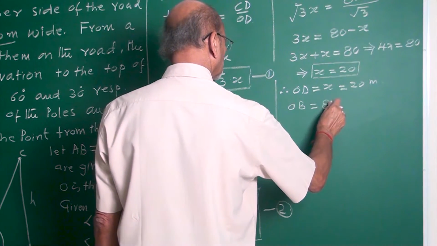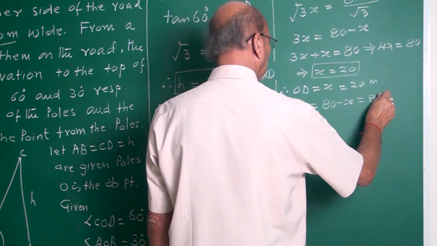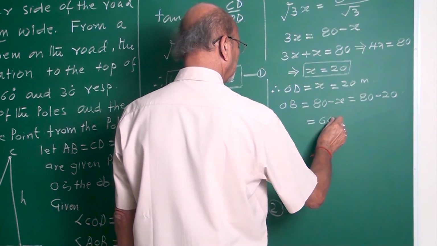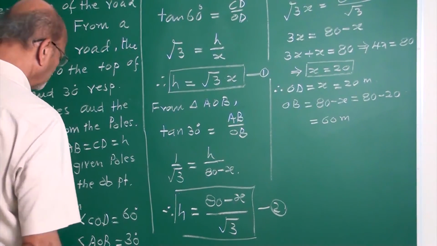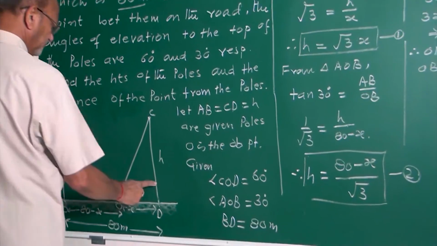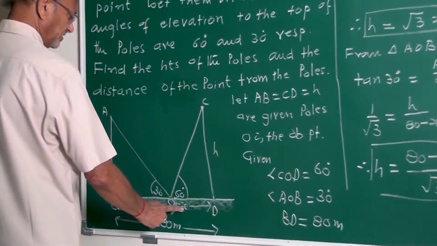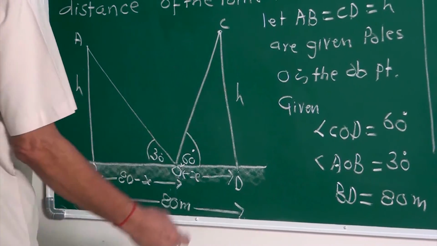It is 80 minus x, which is 80 minus 20. This is 60 meters. Now, see, the distances of the poles from the observing point: one is 20, another is 60 meters. Then you wanted the value of h, the height of the pole.